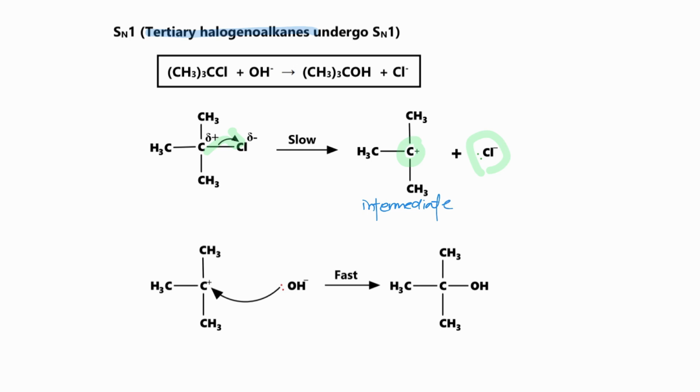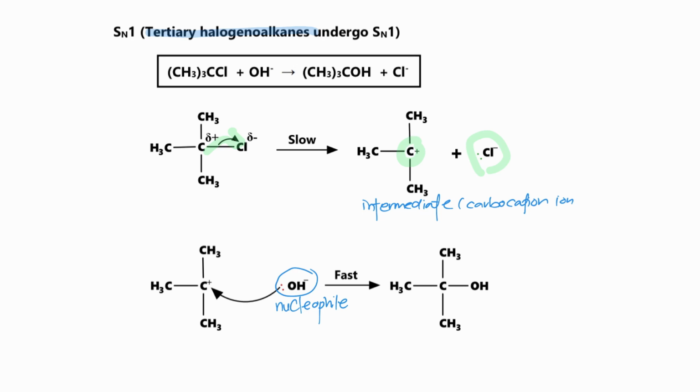And we name this intermediate as carbocation. So the second step in this reaction, we will have the nucleophile, where we have the OH- with its lone pair. So move the lone pair electrons into the C+, and they will form a bond. And this is the final product where we have an alcohol.